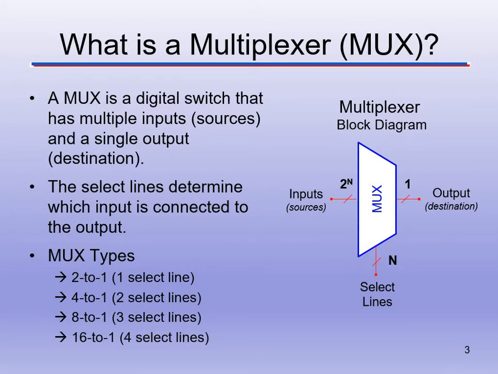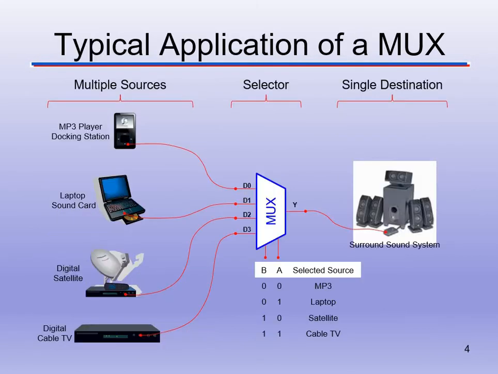So some different types of multiplexers. We have a 2-to-1, so that means we can do two inputs and it creates one output. We can have a 4-to-1, so four inputs creates one output. An 8-to-1, which selects and creates one output, and a 16-to-1. So I can plug 16 things in and it'll output to one. So some examples of this.